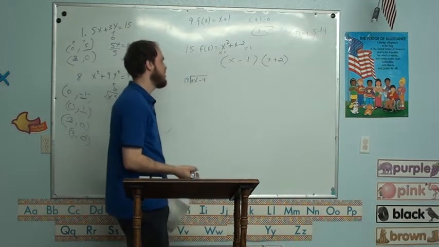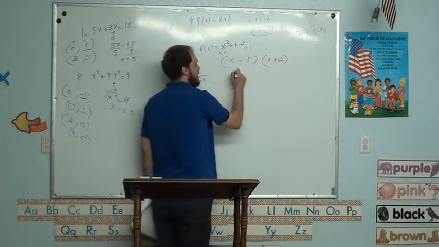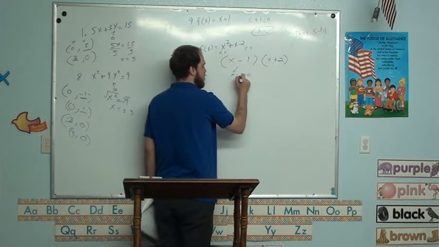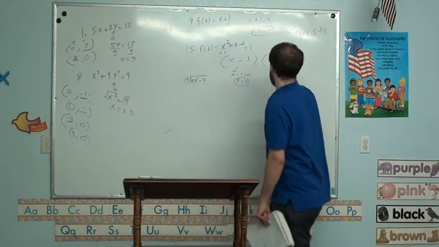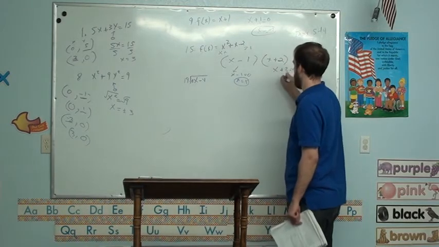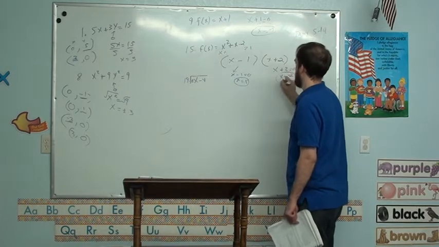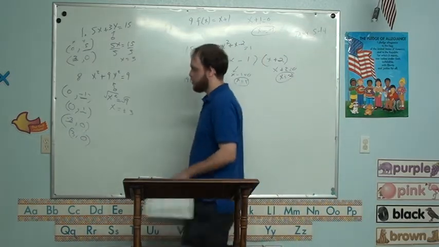So then you just have to solve each of those. And so it would be x minus 1 equal to 0, which would be x equals 1. And then it would be x plus 2 equal to 0, which would give you x equals negative 2, subtracting 2 from both sides. And so those would be your two zeros.